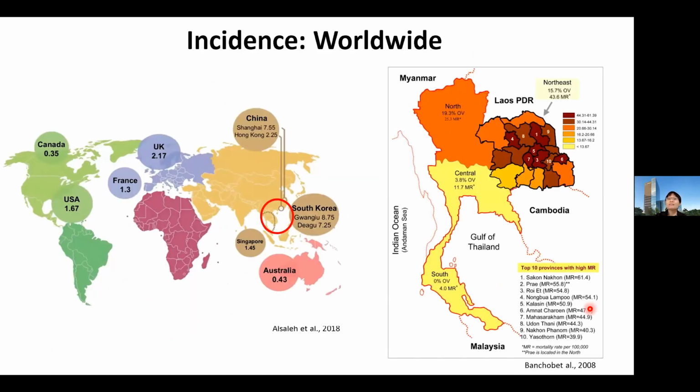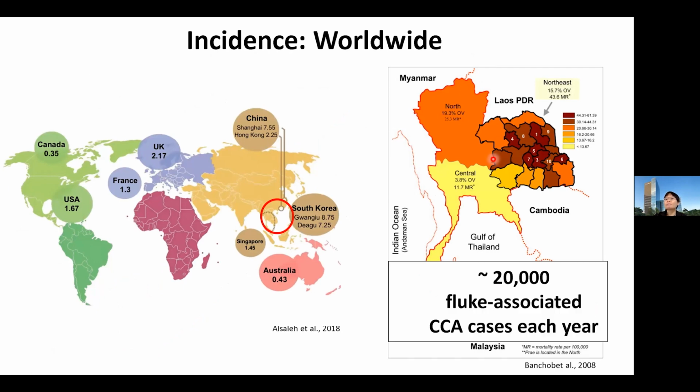Cholangiocarcinoma has been reported in many different countries worldwide, but it is particularly prevalent in the Asian region, including China and South Korea. The prevalence of cholangiocarcinoma is very high in the northeast region of Thailand, where an estimated 20,000 cases of fluke-positive cholangiocarcinoma are reported each year.